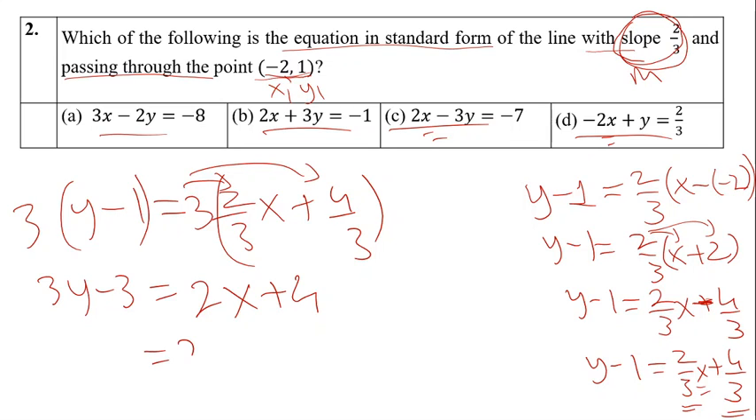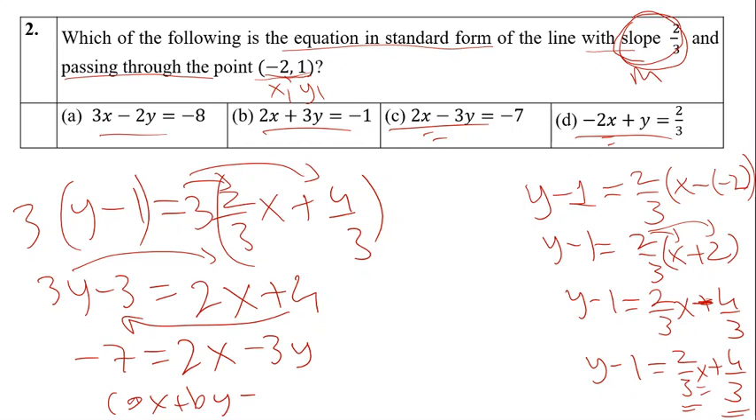So it will be 2x, and then send minus y to here, minus 3y. Send 4 to the other side, you get minus 7. So this is this type, ax plus by equal to c. This is standard form. By the way, this is not unique. There are some other ways of doing it.